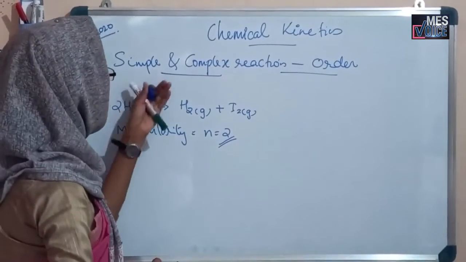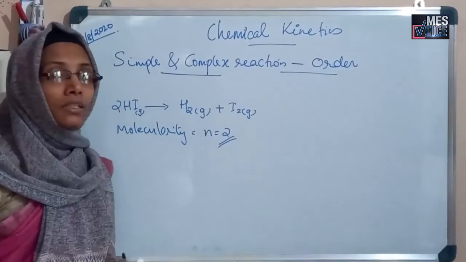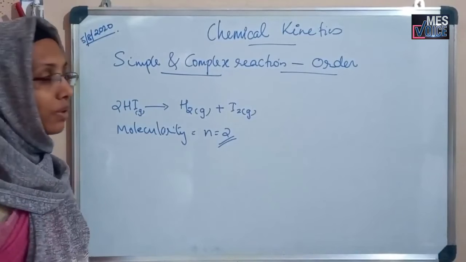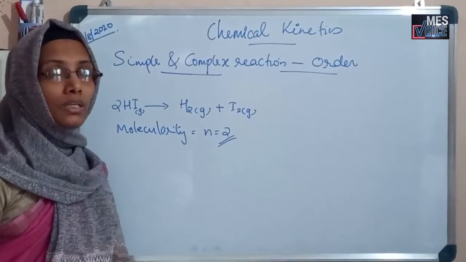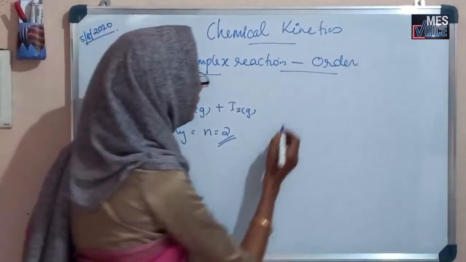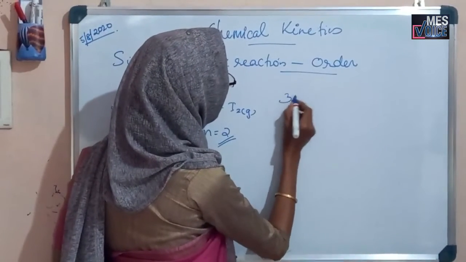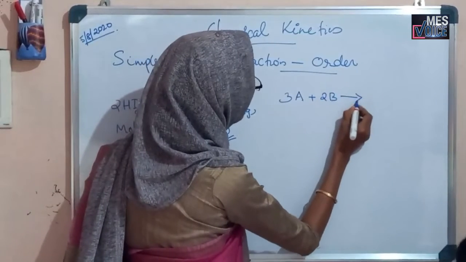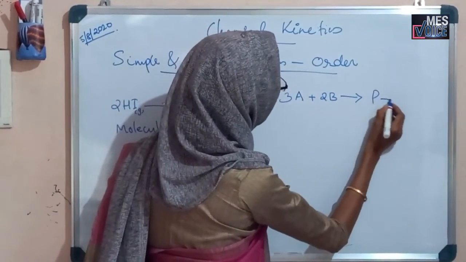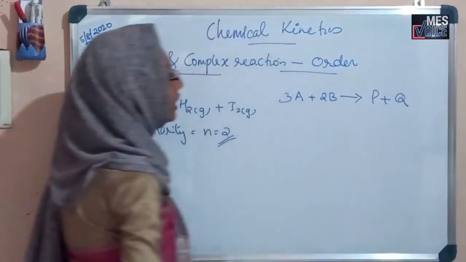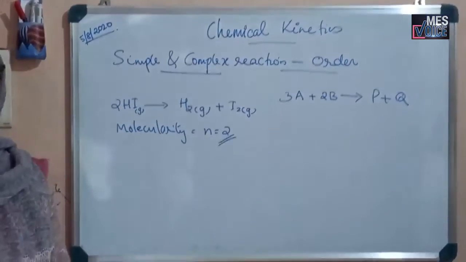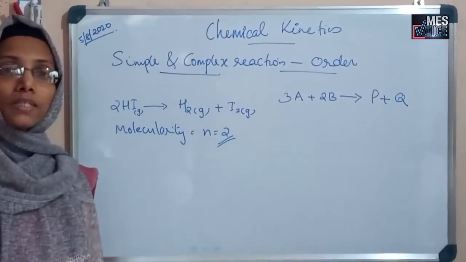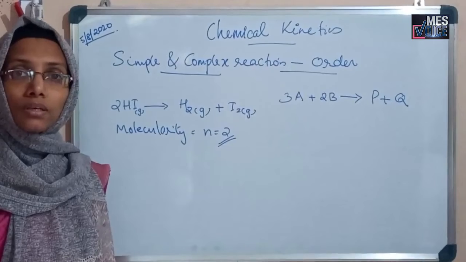But a complex reaction is a reaction that takes more than one step for completion. For example, a reaction in which 3 molecules of A and 2 molecules of B react together to form 2 products, P and Q. This reaction involves more than one step. Each step is known as an elementary reaction.